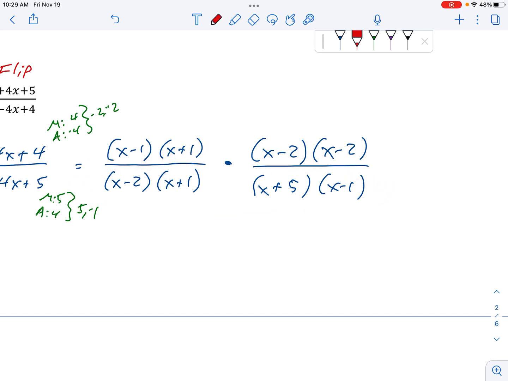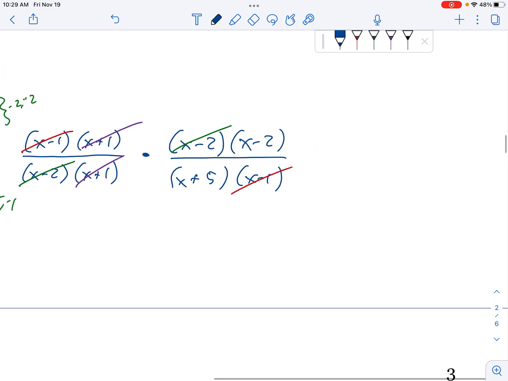Okay, so let's see. I have a -1 and a -1. And again, now these are all factors. Multiply, multiply, multiply everywhere. So now I have a bunch of factors. I'm canceling out parentheses. I have an x plus 1 and x plus 1. I have an x minus 2 and x minus 2. And now I'm left with this guy and this guy. Those are not the same. So I have an x minus 2 and an x plus 5.